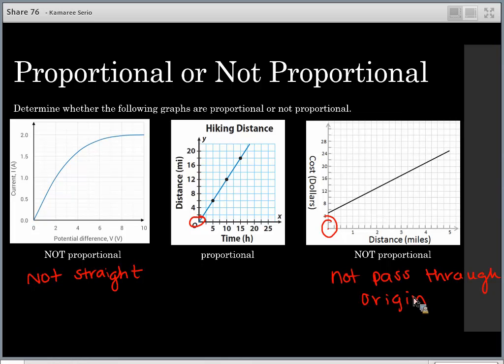So remember, you have to have both. Straight line, go through the origin.